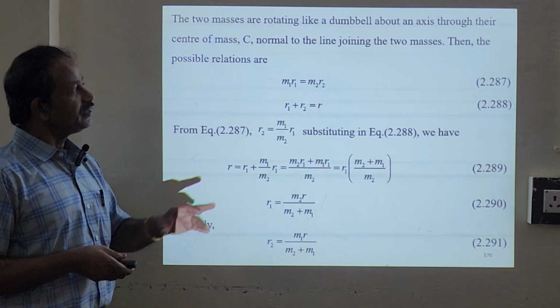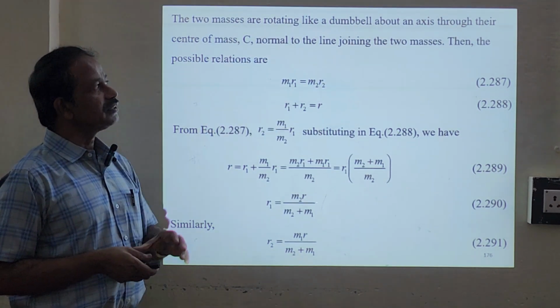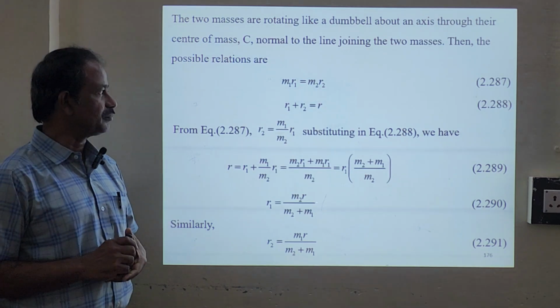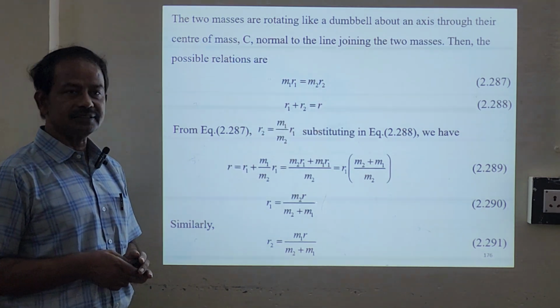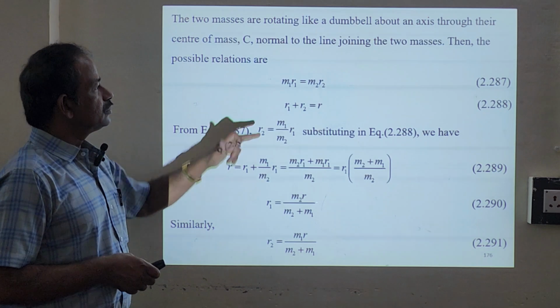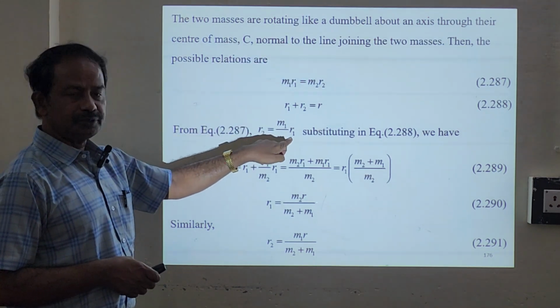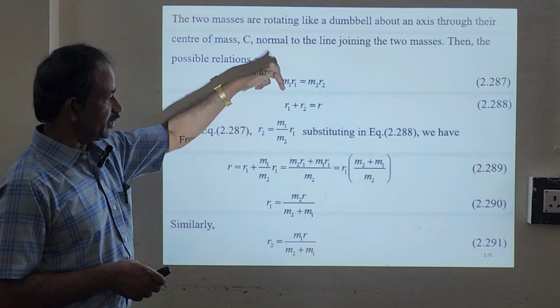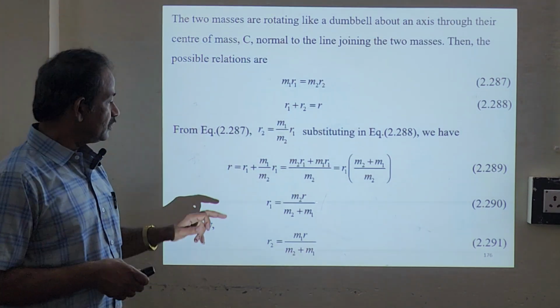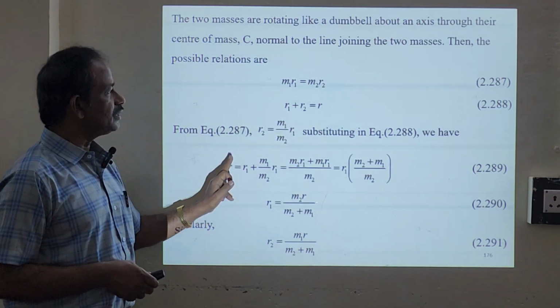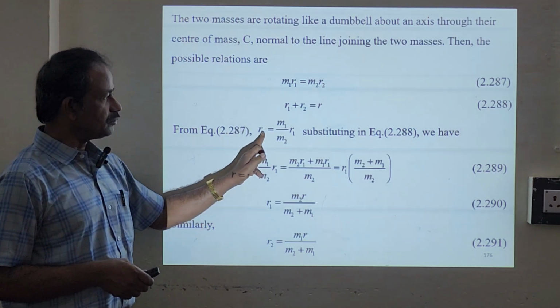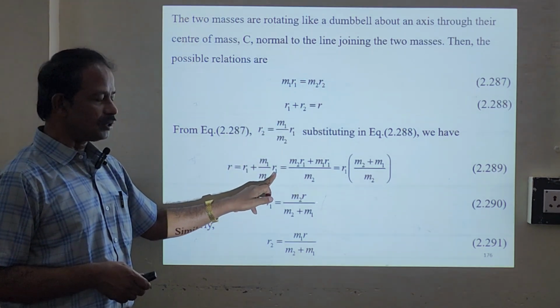Now as I said already, M1 R1 equals M2 R2 according to the diagram, and also R equals R1 plus R2. So M1 R1 equal to M2 R2, so we can have R2 equals M1 by M2 times R1. You substitute here in this equation. So this becomes R equals R1 plus, instead of R2 you just substitute M1 by M2 R1.